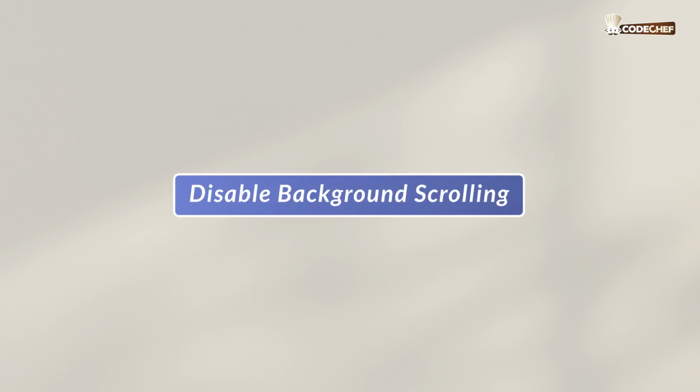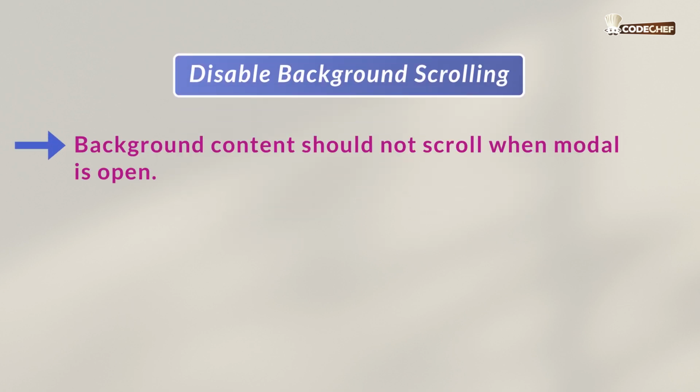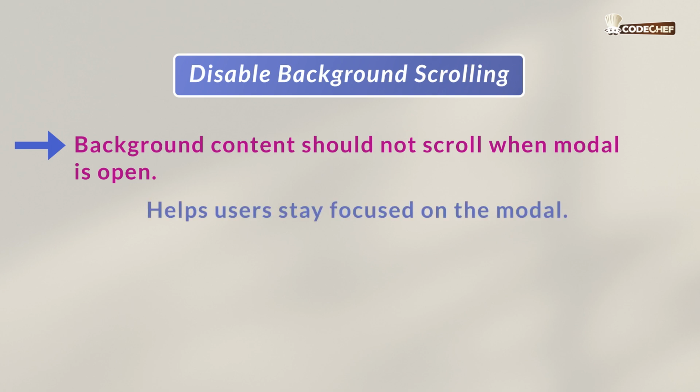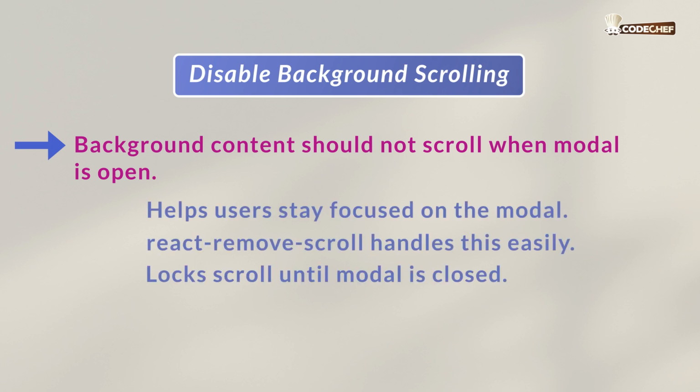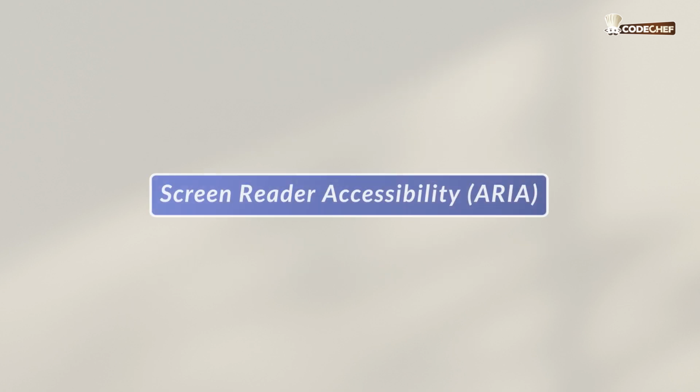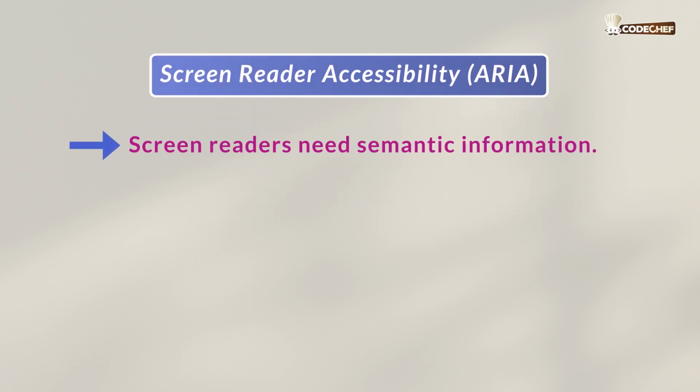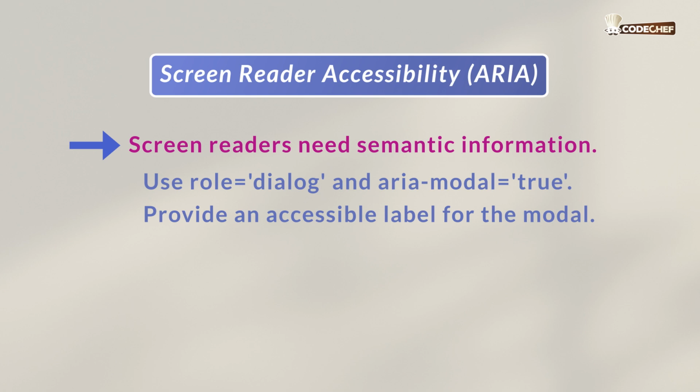When a modal is open, users should not be able to scroll the background content. This helps keep attention focused on the modal. Libraries like React Remove Scroll make this easy by disabling page scrolling until the modal is closed. Screen readers need semantic information to understand modals. We use ARIA attributes like role equal to dialog and aria-modal equal to true. We also make sure buttons, especially the close button, have readable text for screen readers. Without this, assistive tools treat the modal like a normal div.